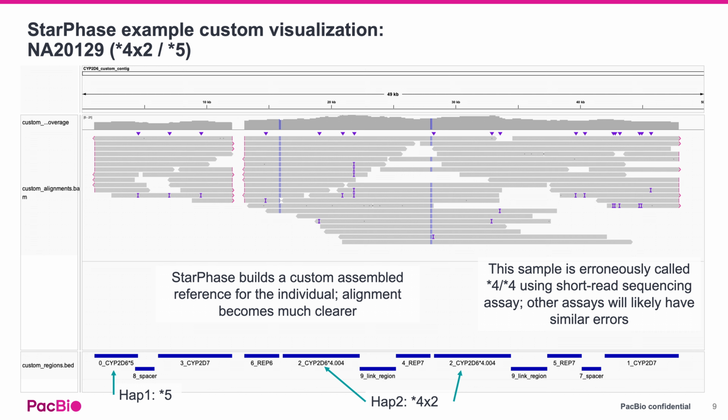Now, this particular example is interesting because it's often called erroneously by other technologies. It's very easy for a duplication and a deletion event such as this one to look like a simple star4 homozygous call in other technologies such as short-read sequencing. Other assays will also often get an error very similar simply because it is very difficult to detect a duplication and a deletion unless you have direct observational evidence.